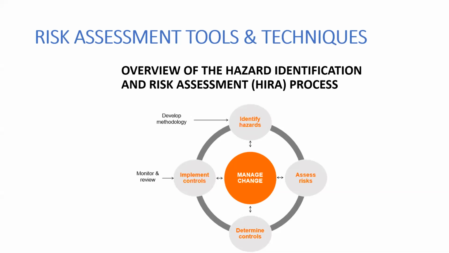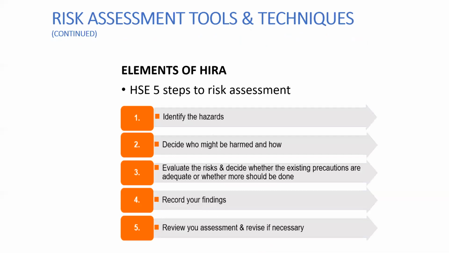So when we are doing the risk assessment, the first thing is to identify the hazard, assess the risk, determine the control, and implement the control. There are 5 steps of risk assessment. You can see here how we are going to do it. First, identify the hazard. Number 2, decide who might be harmed and how the risk can have impact on them. Then evaluate the risk. For example, how much is the risk?